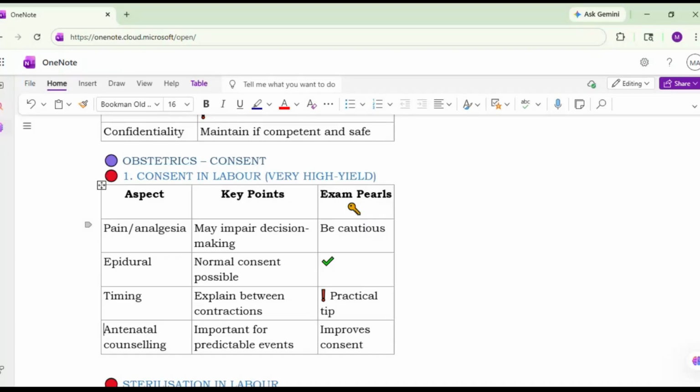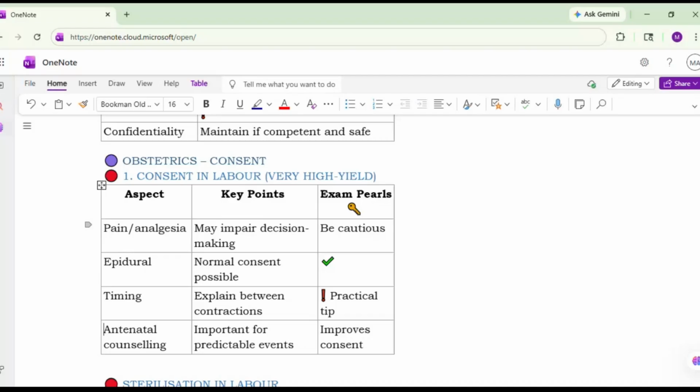So when we are explaining the procedure to the patient, we have to explain it in between the contractions. If the patient is under anesthesia which is impairing decision making, again this is not appropriate. If the patient is under the epidural, then it is normal, consent is possible, because there is no impairment of the decision making. Timing, explain in between the contractions, that is very important.